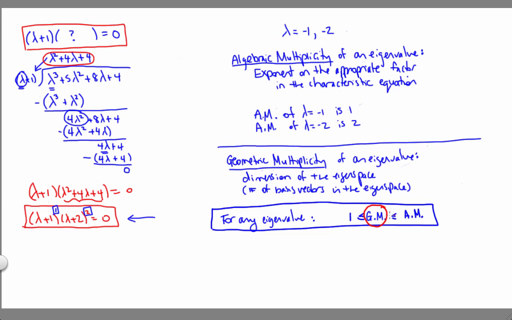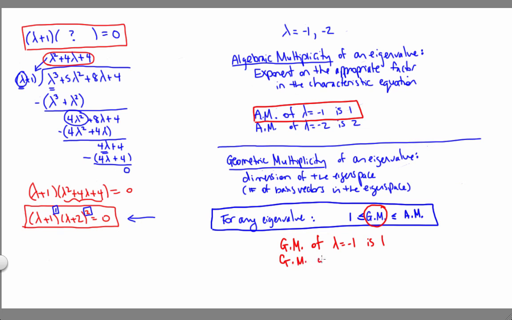So if we go back to our particular example here, we knew that the algebraic multiplicity of our first eigenvalue was 1. So that tells us something about the geometric multiplicity. The geometric multiplicity of lambda equal -1 must also be 1, because it's squeezed between 1 and the value of the algebraic multiplicity, which is 1.